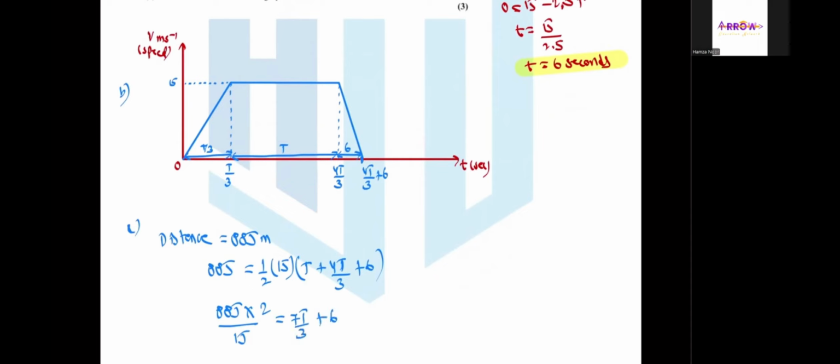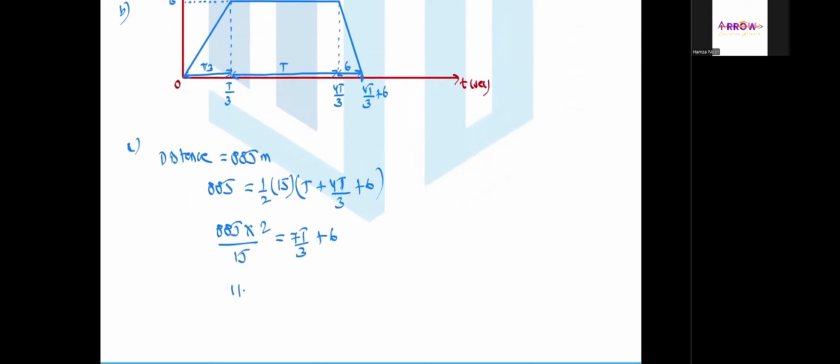So 885 multiplied by 2 divided by 15. This is 118. So 118 minus 6 is equal to 70 over 3. So t is equal to 112 multiplied by 3 divided by 7. Value of t is 48. This is your answer to part C.